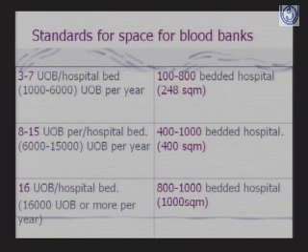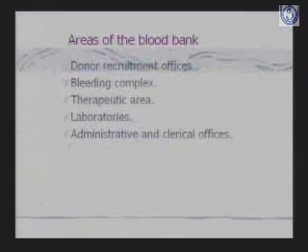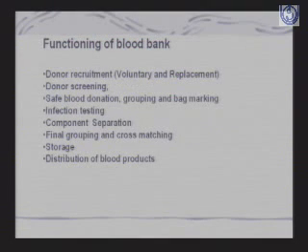emergently. The standard for the space for the blood bank is for 3 to 7 units of blood per hospital bed. We require this in a 100 to 800 bedded hospital. I am not going into the details of these things; maybe we can skip. The major areas which we must have in our blood bank are the donor recruitment office, bleeding complex, therapeutic area, laboratories and administrative and clerical offices. These are virtually the main areas in our blood bank.